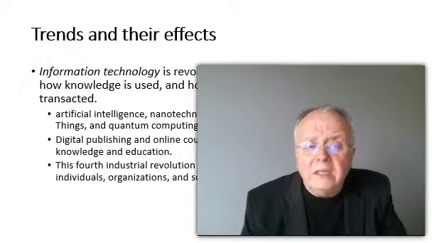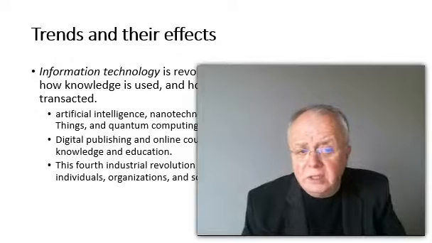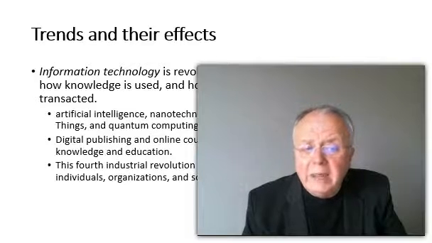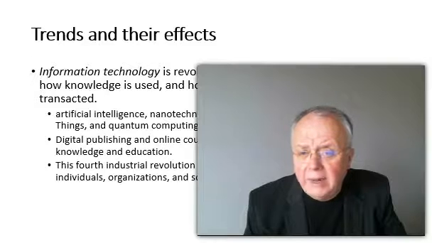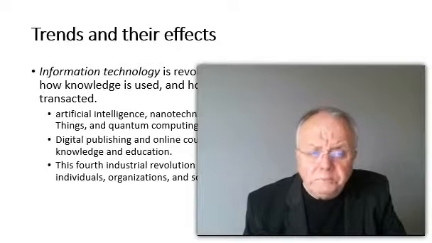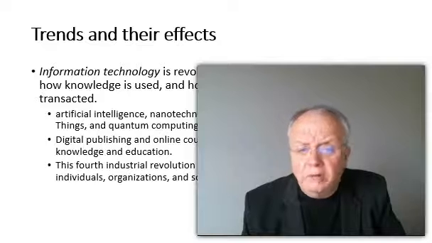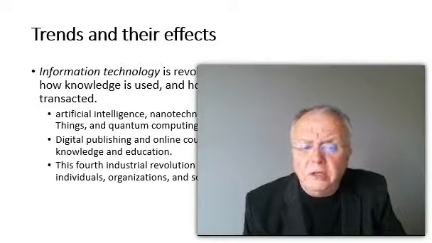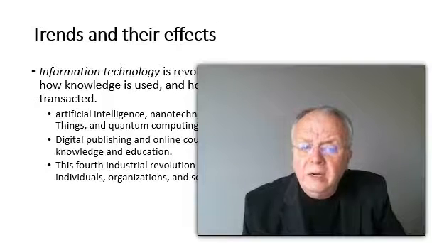So information technology is revolutionizing how work is performed, how business is organized. Artificial intelligence, nanotechnology, robotics, biotechnology, the Internet of Things, quantum computing, they're all progressing at an exponential rate. And you and I have to somehow figure out how to keep up with that. We think about the idea of digital publishing and online courses, as I've said already, would not have been heard of 10 to 20 years ago, but they're transforming how we deliver knowledge and how we deliver education.